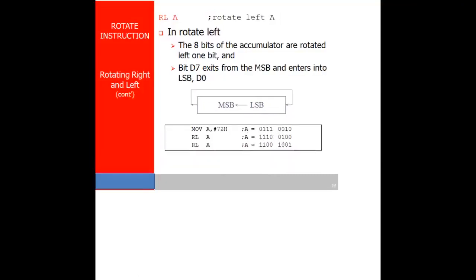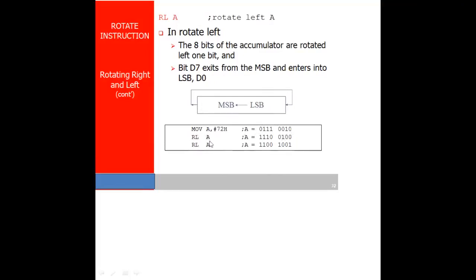In the rotate left instruction, the process that we have already described for the rotate right instruction will be just in the opposite direction. After execution of RLA, the 8-bit data stored inside the accumulator, from D7 to D0, will be shifted to the left hand side, and the MSB bit will be transferred to the LSB bit. Okay, so let us take one example like MOV A, #7 to S. So it is the accumulator value before the instruction RLA.